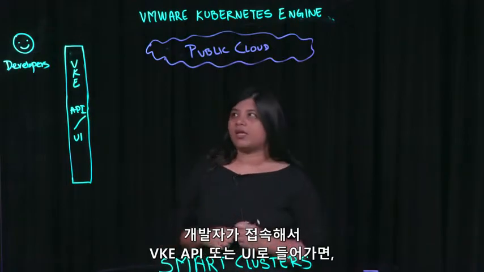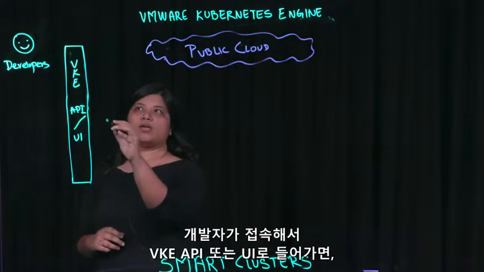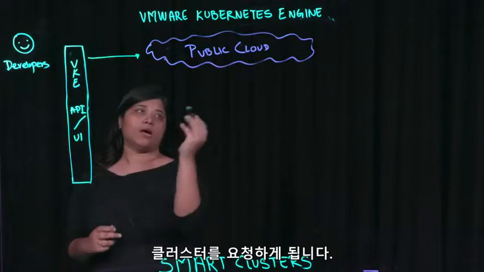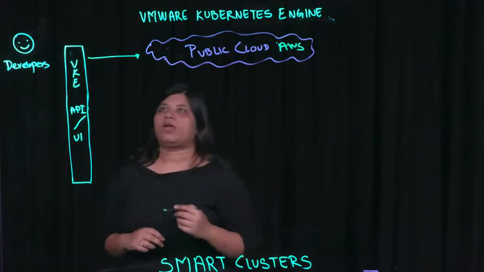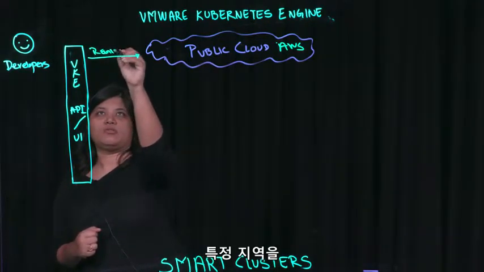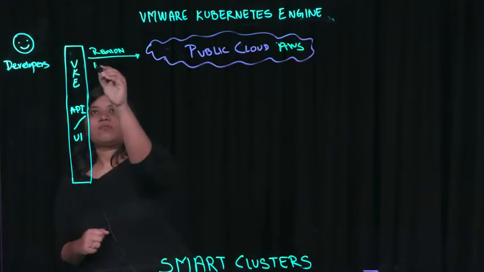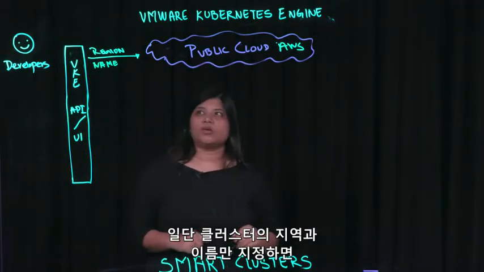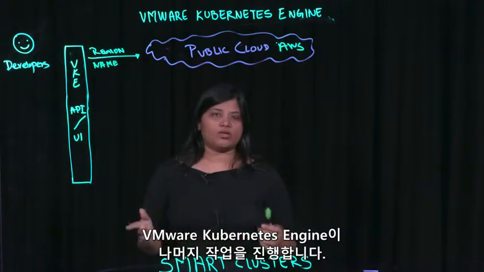As developers come in and go to the VKE API or UI, they request a cluster in a specific public cloud. Let's say this is AWS, for example, and they say, I want my cluster to be in a specific region, and that's about it, plus the name of the cluster. Once you have the region and the name of the cluster, VMware Kubernetes Engine takes over at this point.